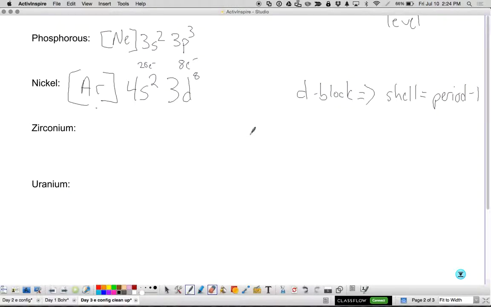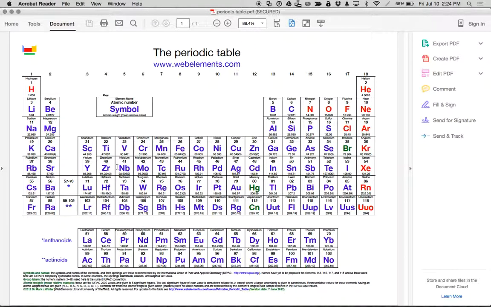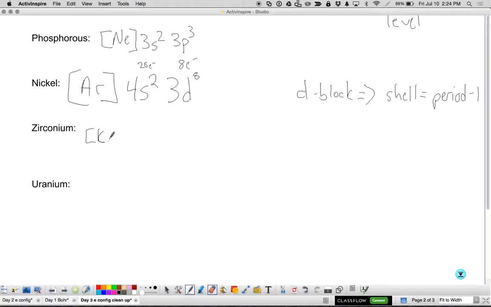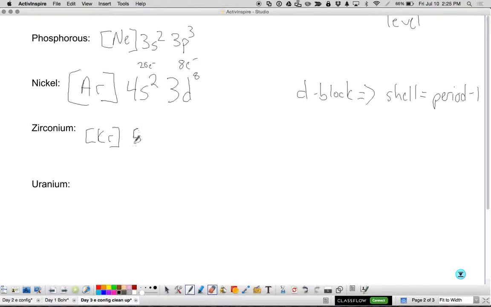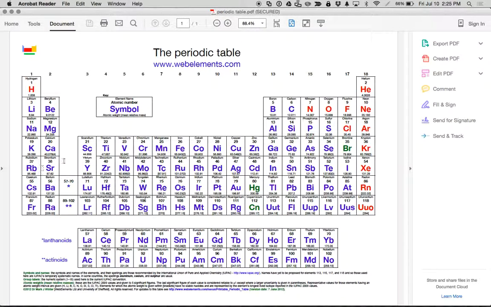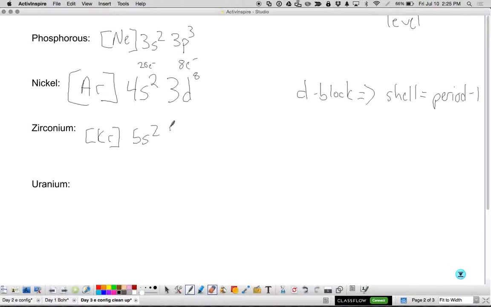Okay, so what about zirconium? Well, here's zirconium. Okay, so if I go up and I find my last noble gas before zirconium, that'd be krypton. So I'm going to start with krypton. And then after krypton, I go to rubidium, which is in the 1, 2, 3, 4, 5, fifth period. So that's a 5s2. And then it would go into the D block, which is 1, 2. So 2 electrons into the D block. And remember, for the D block, the shell is the period minus 1. So this is 4d2.